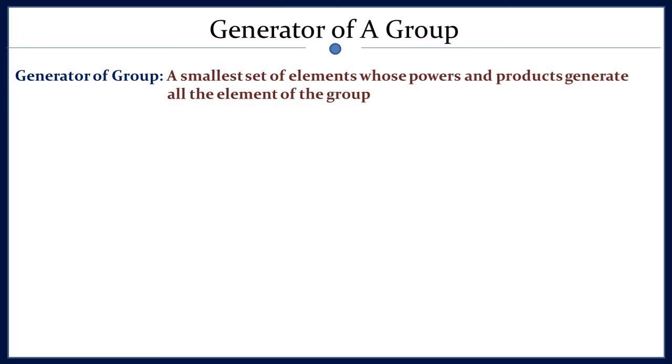Similarly, in a group, if I provide you one or two or three, a smallest set of elements, then using those elements you can generate all the elements of the group. How can we say it? A generator of a group is a smallest set of elements whose powers and products generate all the elements of the group. What it means: suppose I give you one element A, then all its powers should be members of that group under the given condition.